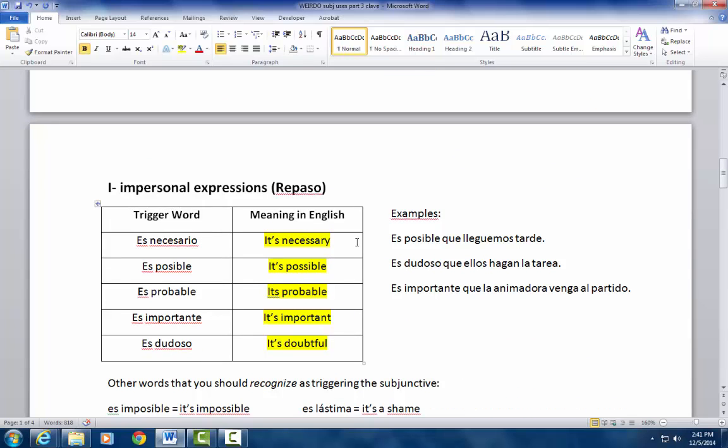Okay. Impersonal expressions. We already did this, so this is the repaso. It's necessary. Es necesario. Es posible, it's possible. Es probable, it's probable. Es importante, it's important. Es dudoso, it's doubtful. What are our examples? Es posible que lleguemos tarde. Es dudoso que ellos hagan la tarea. Es importante que la animadora venga al partido.